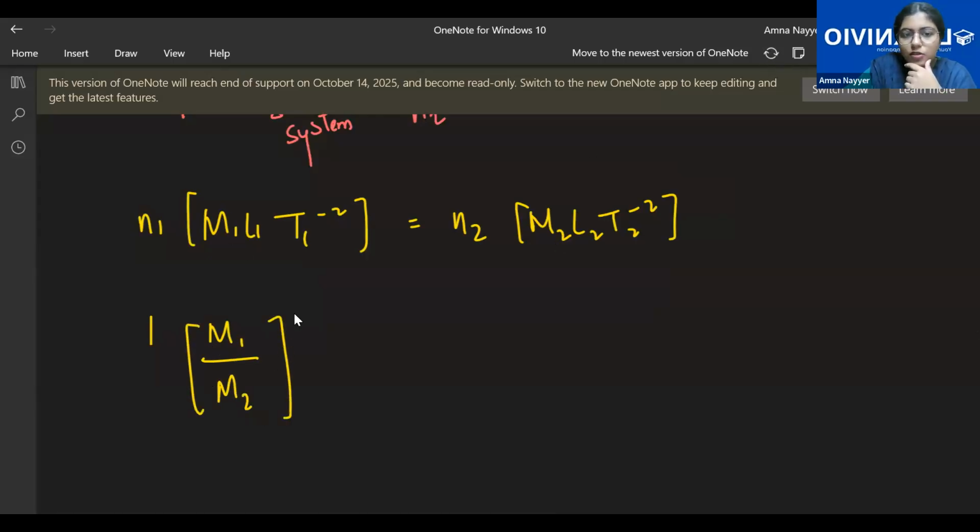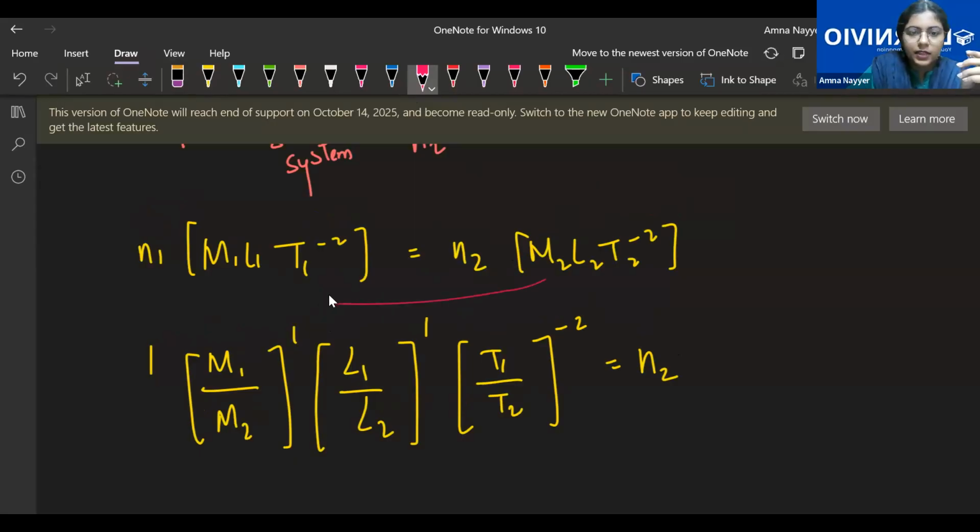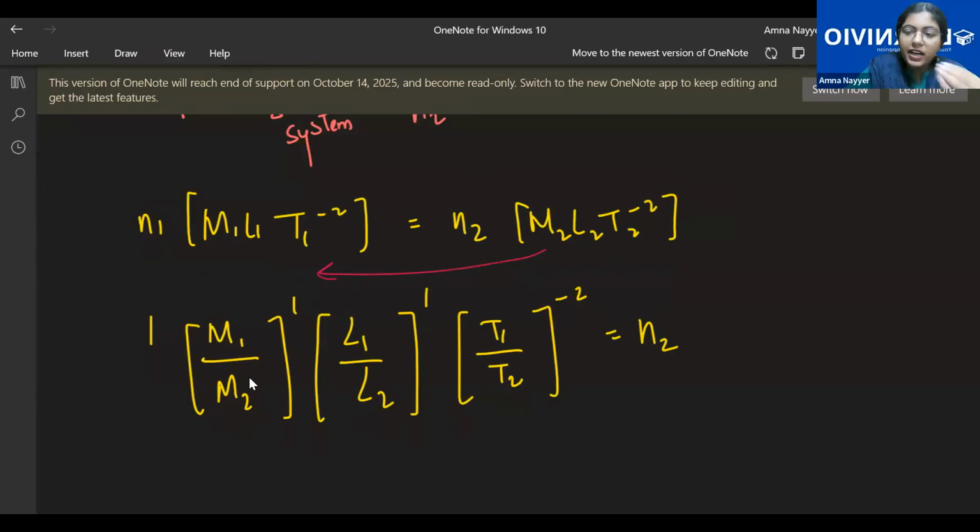What's the power of the mass? 1. L1, now L2 will go in the denominator. Power is 1. T1 by T2 to the power minus 2 is equal to N2. Got it? I have just written 1 and shifted this whole thing into the denominator over here. That's how we've written 1 and 2, to separate that 1 is from the SI and 2 is from the CGS unit.